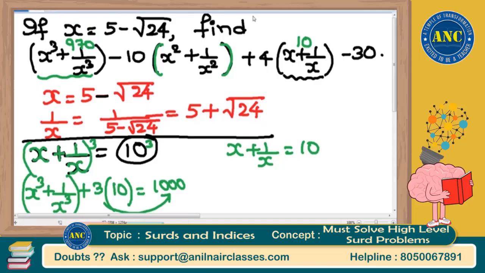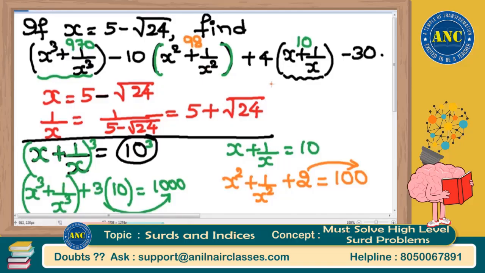Simple, right? X plus 1 by x if I square: a square plus b square plus 2ab. 2 into x into 1 by x is 2, which is nothing but 10 square, 100. Shift it to the right hand side, it becomes 98.